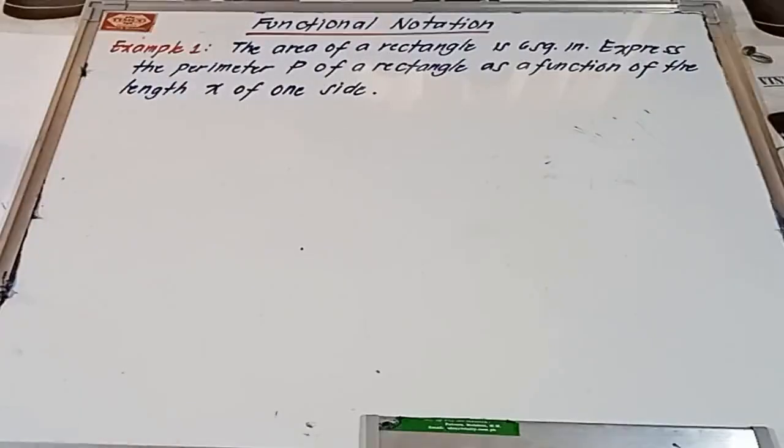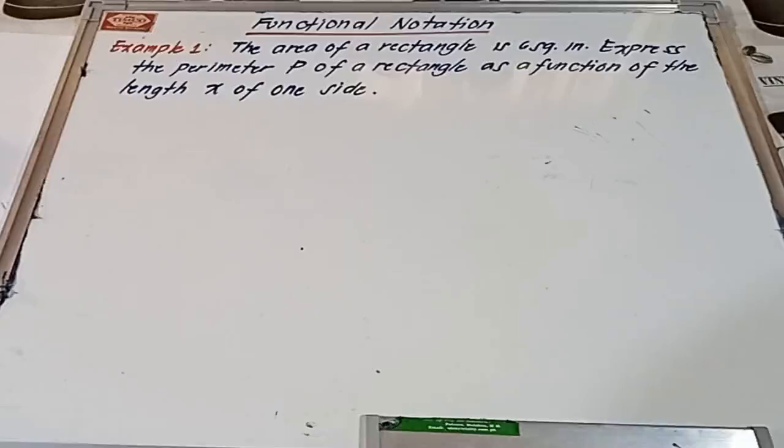Okay, good day. So this will be my first example on the topic about functional notation. And from this example, I'm going to illustrate to you how to set up a formula that will show functional relation between the variables. Example 1 says the area of a rectangle is 6 square inches. Express the perimeter P of a rectangle as a function of the length x of one side of the given rectangle. So what we're going to do is express the perimeter of this rectangle with an area of 6 square inches in terms of one side of the rectangle.